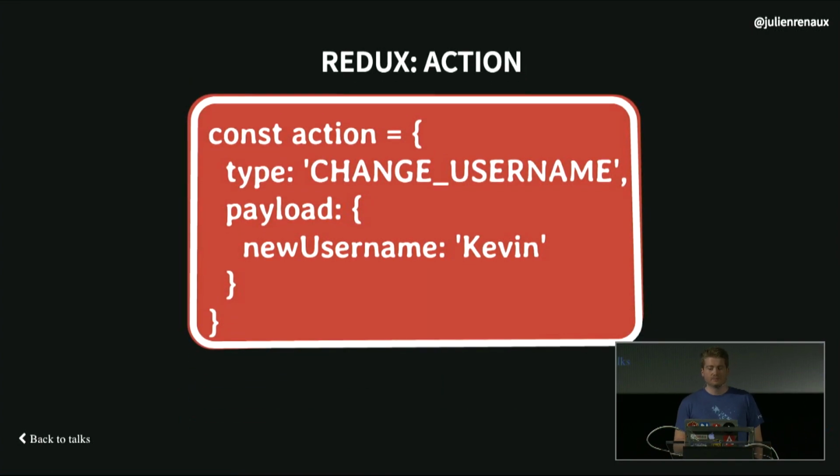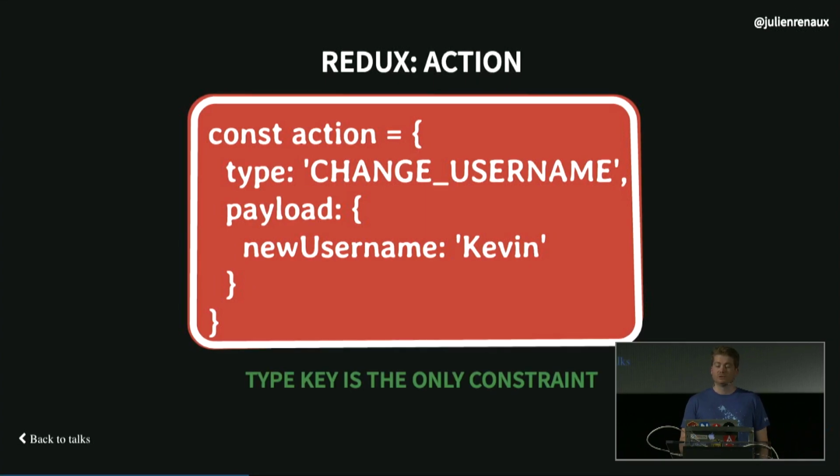So this is an action. An action is a plain JavaScript object that describes changes to make to the store. The only constraint you have is to be able to identify the action. So here we're using the type key, which is a convention, and it has to be unique. The payload, on the other hand, is completely up to you. It could be anything. And the purpose of this action in particular is pretty straightforward. We want to change the username of maybe the current user here.